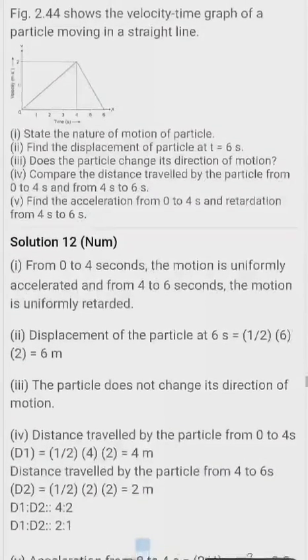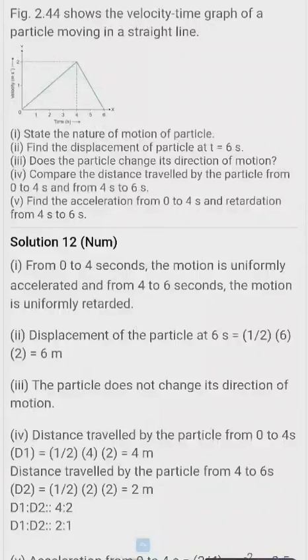Next sum, question number 12. There is a diagram given, unit velocity time graph. You have to tell the nature of the motion. So if you check, it is rising up uniformly and then coming down uniformly. So you can say from 0 to 4 seconds, it is uniformly accelerated, and from 4 to 6, it is uniformly decelerated. Fine. Find the displacement at time t equal to 6 seconds.